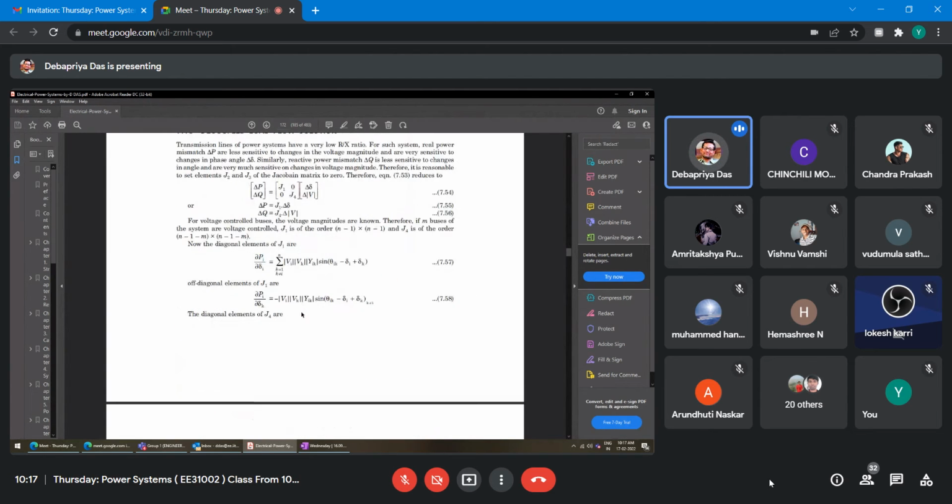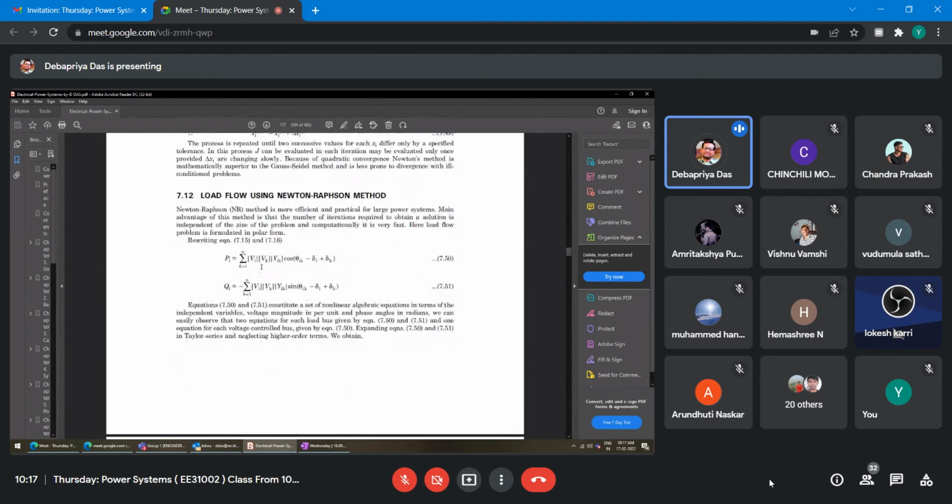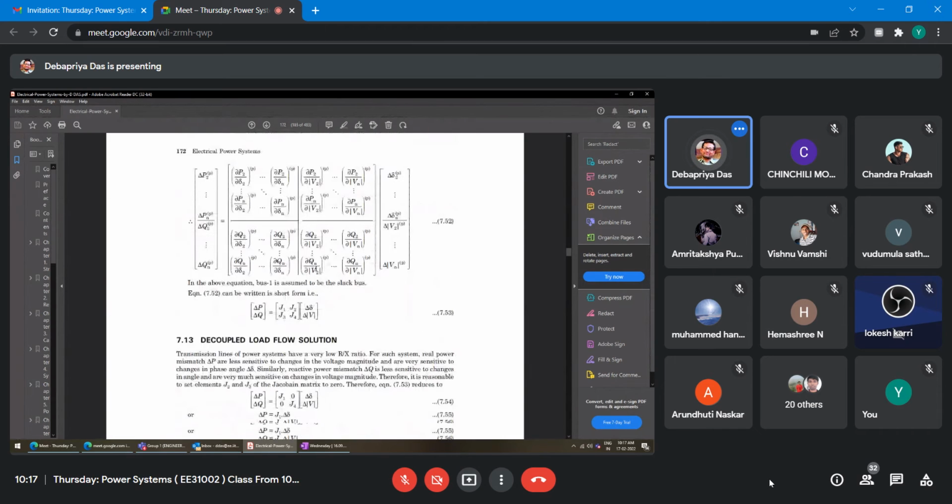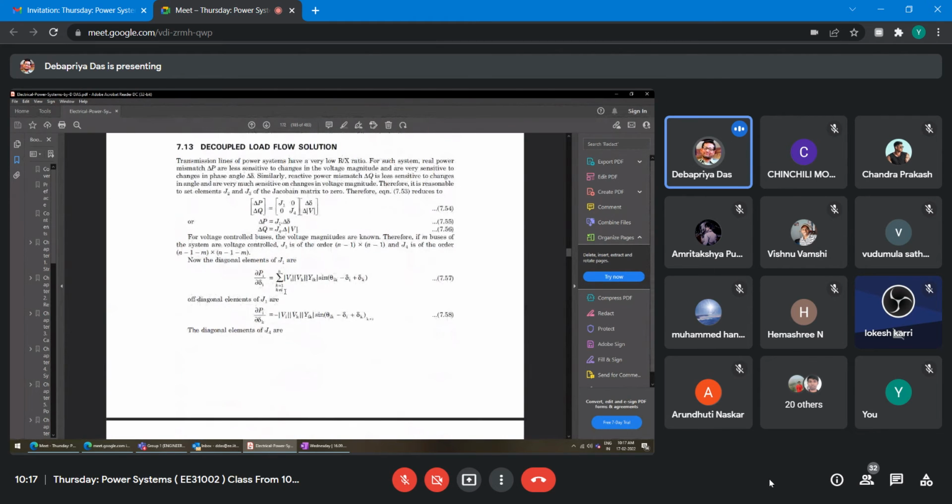So in general, when you make the diagonal elements, say the ith diagonal element, there is delta Pi over delta delta I. You take the derivative of Pi with respect to delta I, right? If you do so, you will get the summation for k equal to 1 to n, but k not equal to I, of Vi Vk Yik sine of theta Ik minus delta I plus delta k. It will be the summation of all the elements except k equal to I.